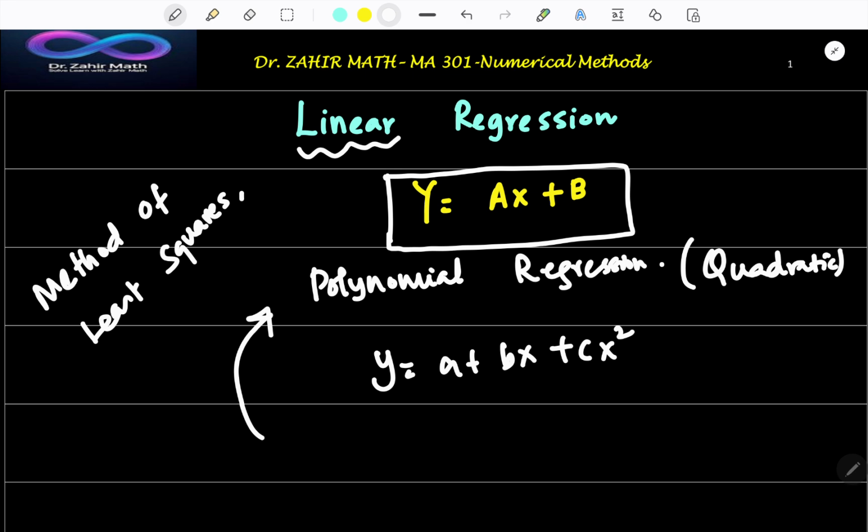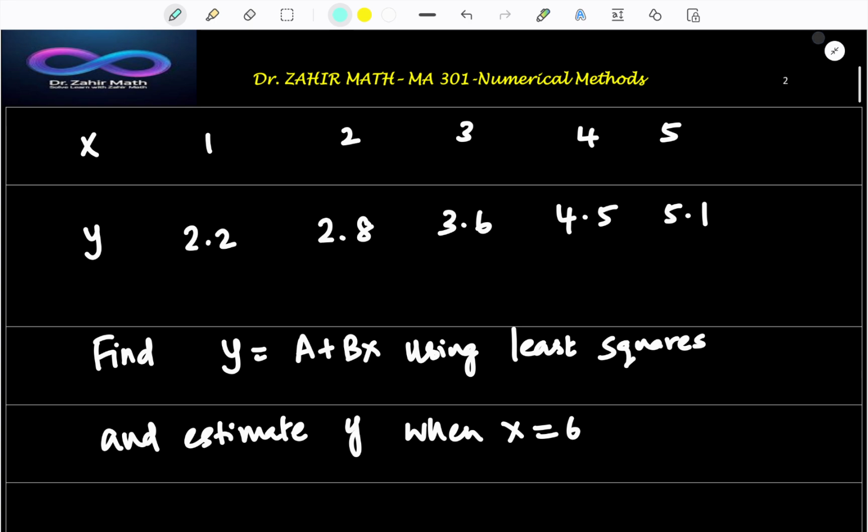We will enter the data, find the coefficients a, b, c, and use the equation to predict y for a given x. Let's start step by step, and by the end of this video, you will be able to solve any regression problem easily, both in your numerical methods exam and in real-world data analysis situations. Data analysis mainly uses regression analysis. So let's go to the first question.